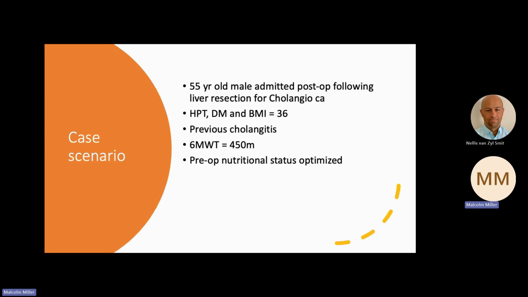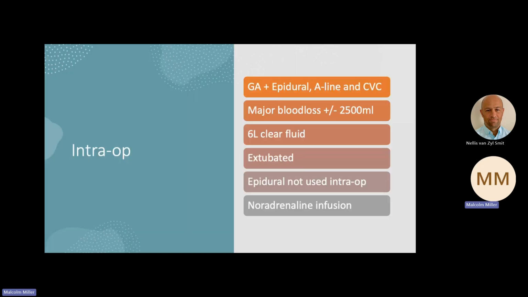So it's a 55-year-old male, came to us after having a huge liver resection for cholangioCA on the background of hypertension, diabetes, and I think quite a markedly elevated BMI, but had quite a long prehab period before surgery and optimization nutritionally and in terms of their baseline effort tolerance. Had previous cholangitis as part of their previous medical history.